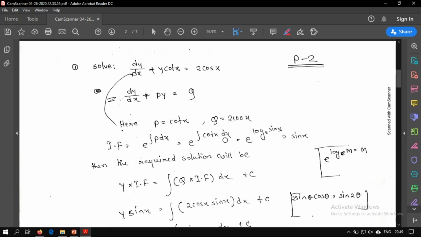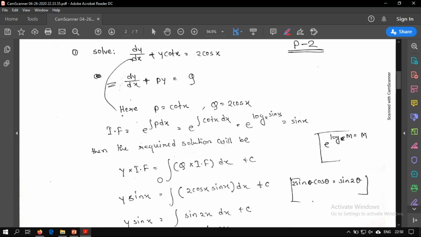Now, you have studied trigonometry. The integration of cot x is log sin x. Now let's see this format: e to the power log m base e equals m. So here e to the power log sin x base e equals sin x. Then the required solution will be by multiplying both sides by the integrating factor, which here is sin x.